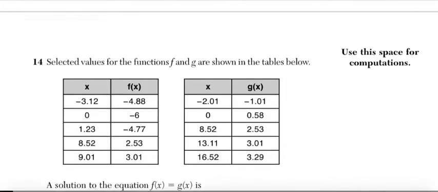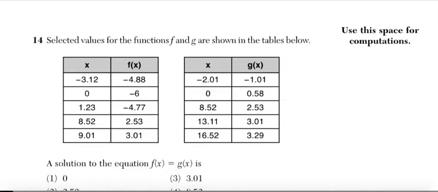Okay, now number 14. The selected values for f of x and g of x are shown in the tables below. A solution to the equation f of x equals g of x is, so guys, whenever we have function notation, f of x would have some equation, right? Like, I don't know, like x squared minus 5x, for example, and g of x would have something else, let's say equals 3x plus 1. I'm just making stuff up, right?